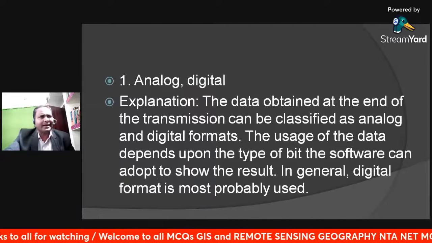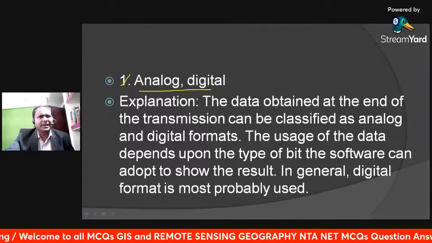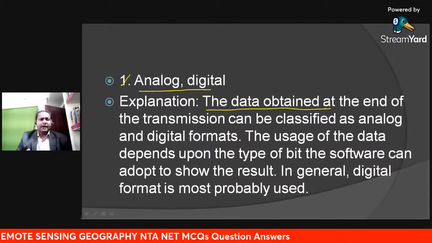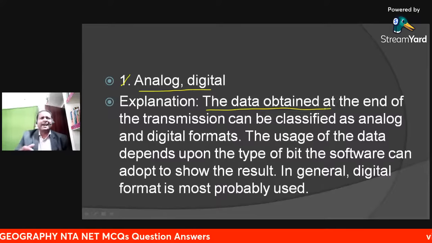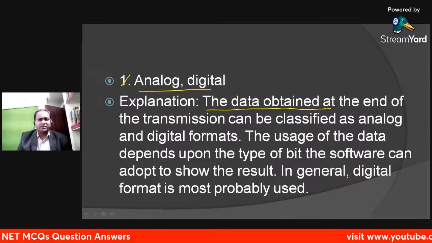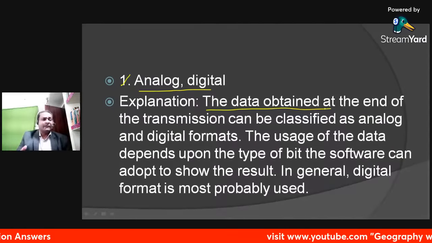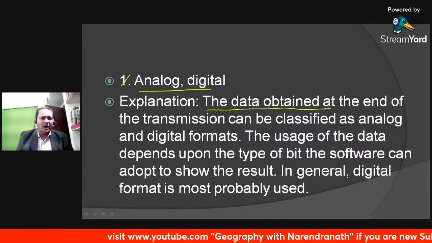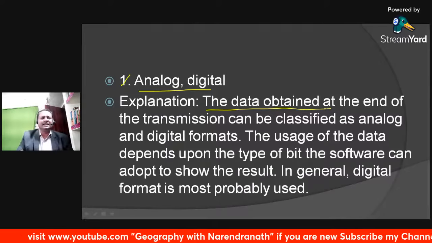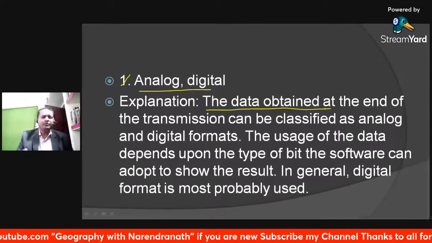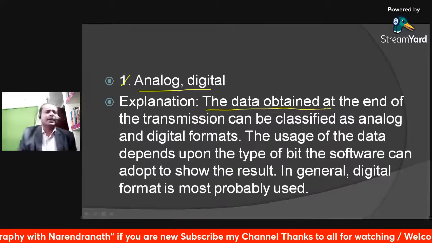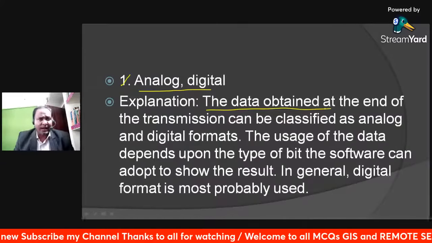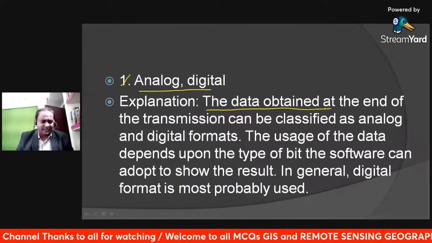So definitely the answer is analog and digital. Why is this the correct answer? Basically, the data obtained at the end of transmission can be classified as analog and digital format. The use of the data depends upon the type of software, which can adapt to show the result. In general, the digital format is mostly used. So definitely option one, analog and digital, is the correct answer.